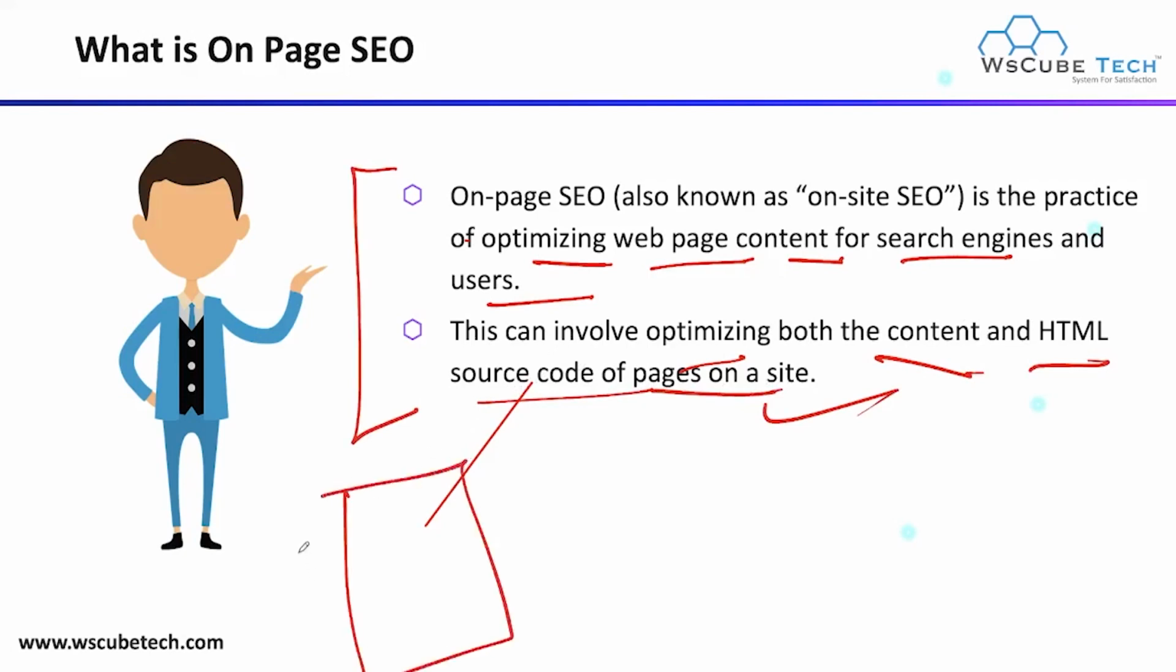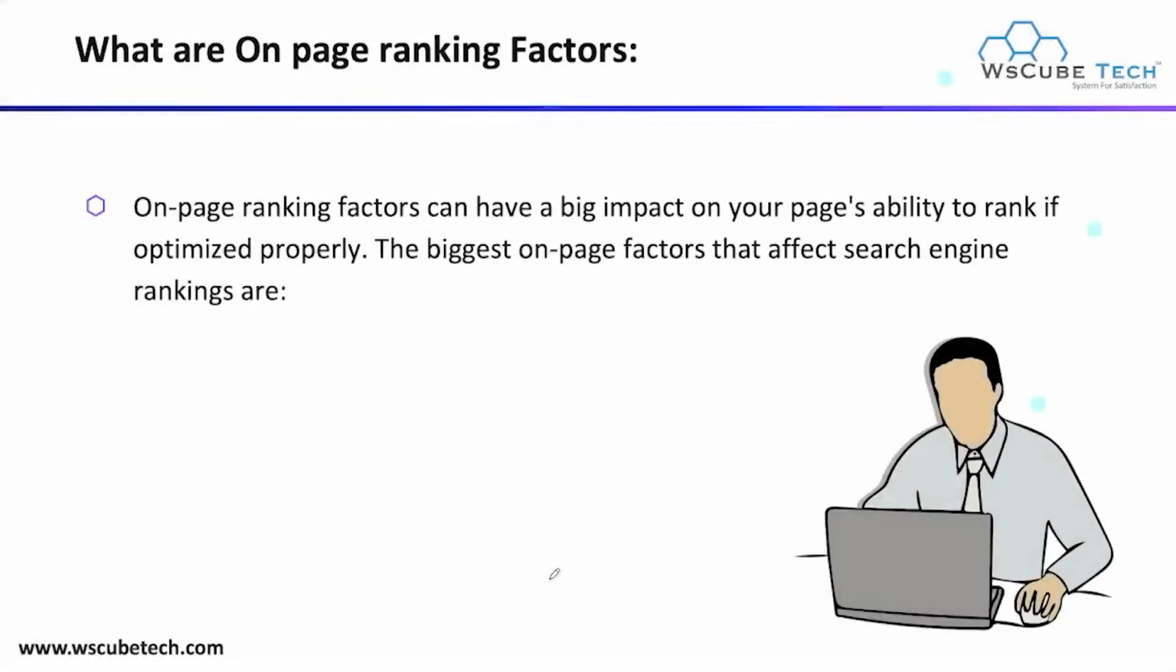Let's suppose this is your website, and whatever changes you make on this particular site in terms of your title, description, internal link names, all these changes come under your on-page SEO. Okay. So now what are the on-page ranking factors?